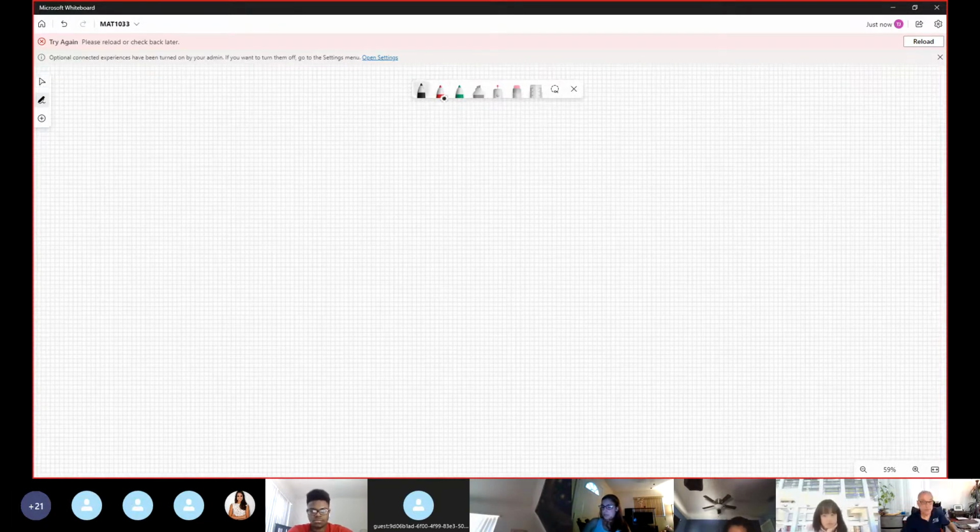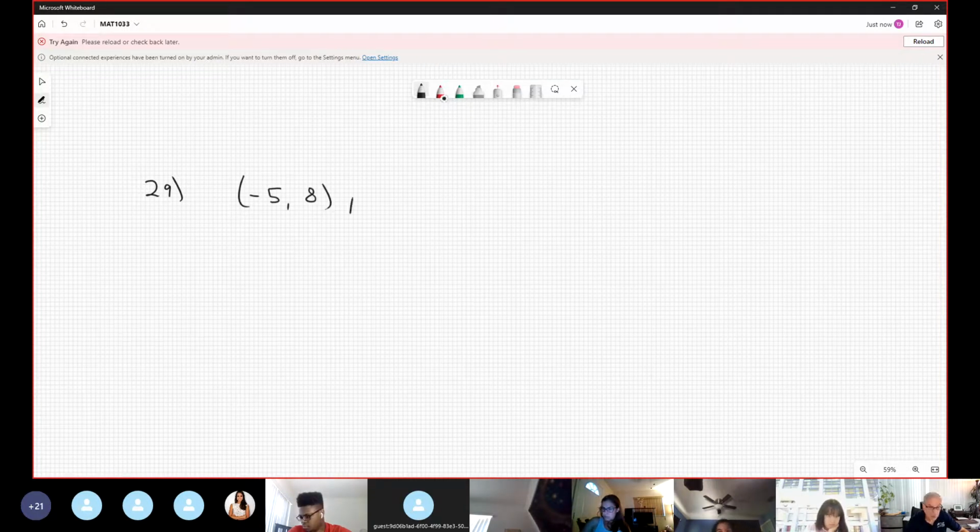29 is negative 5, 8, and 4, 8. Okay, immediately I suppose that this is my first point. The component is called x1, y1. This is my second point. Plugging in the formula for the slope. Okay, you need to know it by memory.